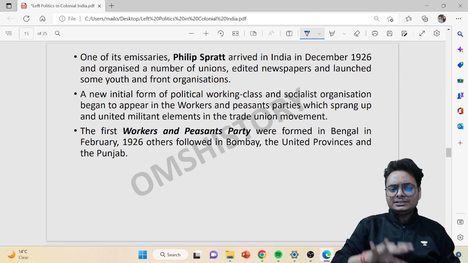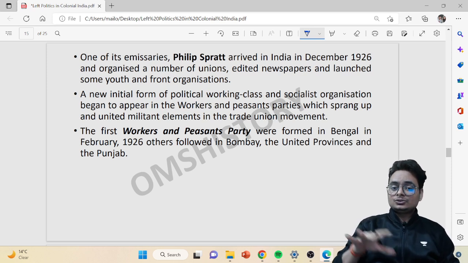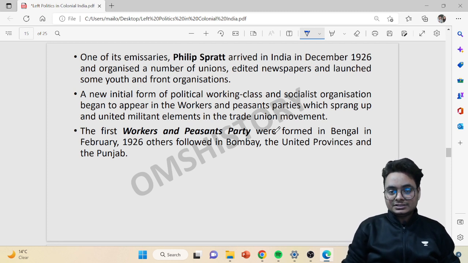So a kind of an initial form of political working class and socialist organization started appearing in the form of workers and peasant parties.